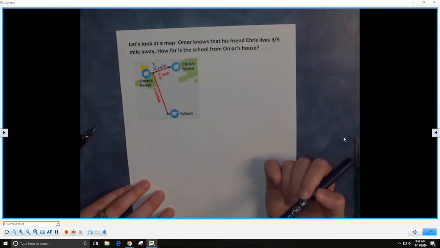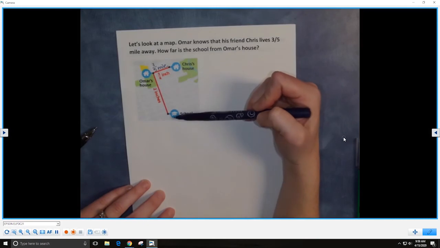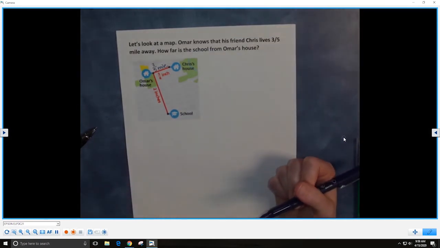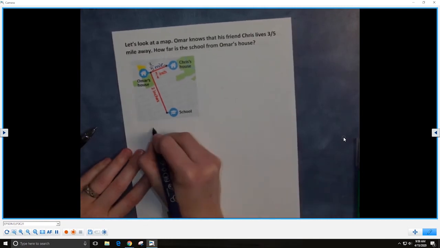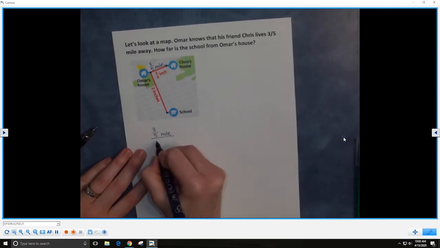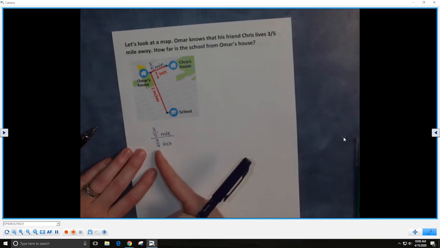So how can we determine the actual length of the 2-inch distance from Omar's house to school? Well, using what we know, we can set up a ratio. We know that 3/5 of a mile is 3/4 of an inch on the map. How can we write this as a unit rate? How can we change this 3/4 in our denominator to 1?